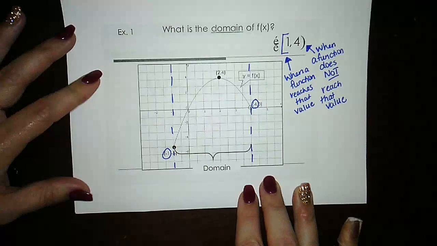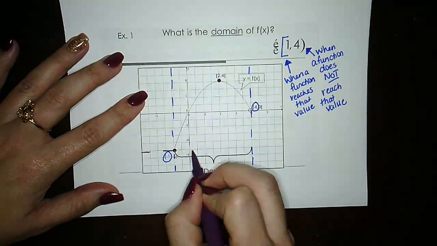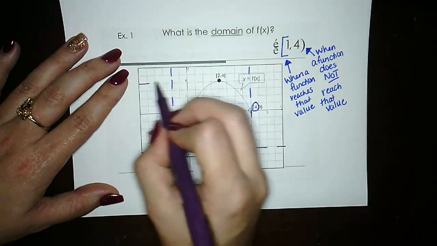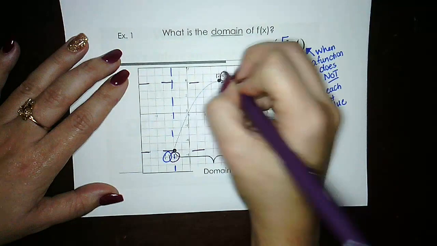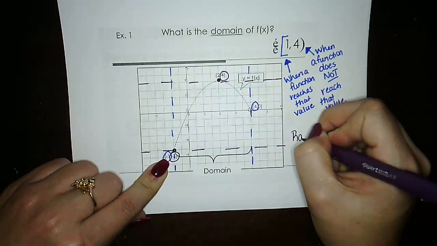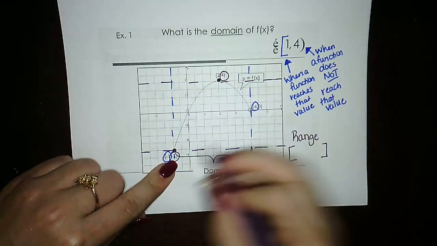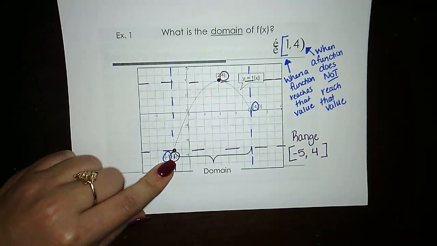Let's also look at range. Your range is from the bottom up. So we're going to look at our lowest y value, which in this case is -5, to our highest y value, which is 4. We have a closed circle and a closed circle, so both get brackets. Lowest point is -5, highest is 4. So that's how you find domain and range of a function.